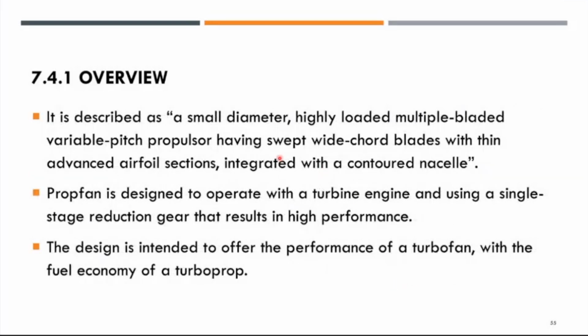So let us look into the definition here. It is described as a small diameter, highly loaded, multiple bladed, variable pitch propulsor, having swept wide chord blades with thin advanced airfoil sections integrated with a contoured nacelle. So that is what is described as the definition of the propfan. A propfan is designed to operate with a turbine engine using a single stage reduction gear that results in high performance. So the design is intended to offer the performance of a turbofan at the same time with the fuel economy of a turboprop. So it gets the best from the two arrangements of a turbofan as well as a turboprop.